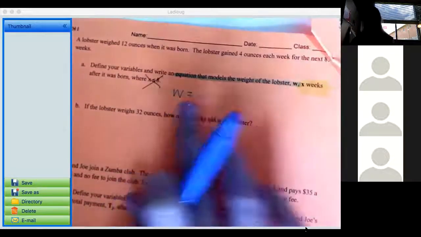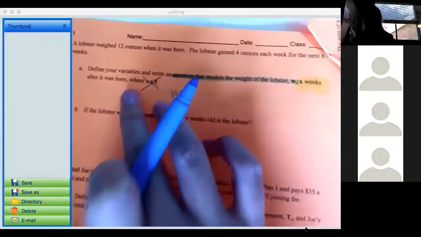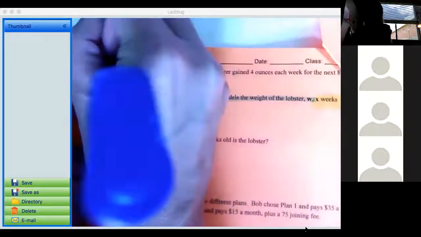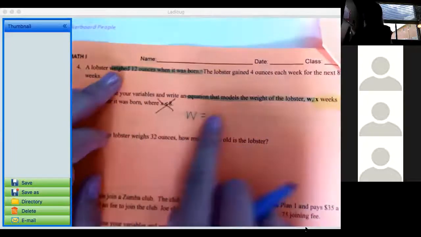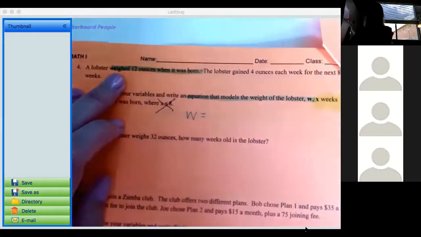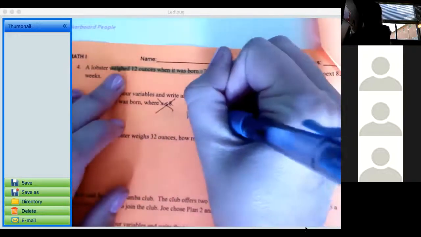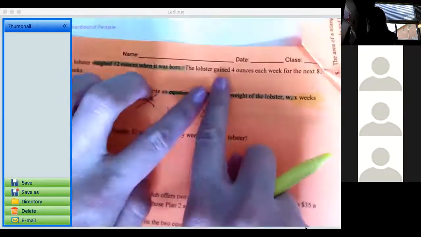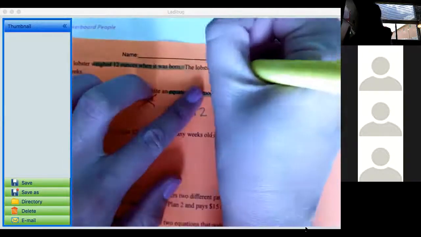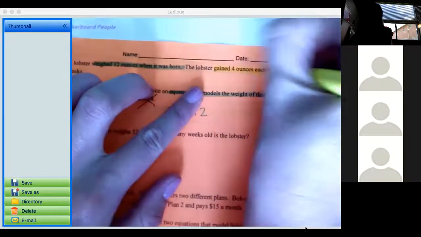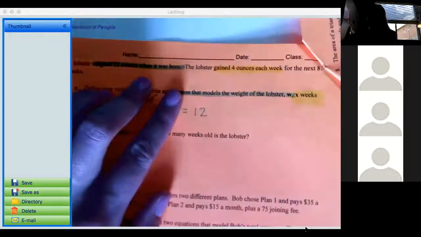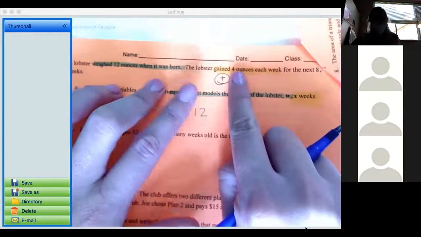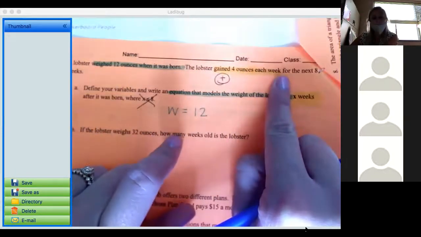W equals, we got that, X weeks after it's born. So let's go read the information now. A lobster weighed 12 ounces when it was born. Do y'all agree that's the weight? So 12. Now let's keep reading. The lobster gained. If it is gaining, what are we doing? Adding. Very good. So we're adding, and then do you guys see how it says for each week?